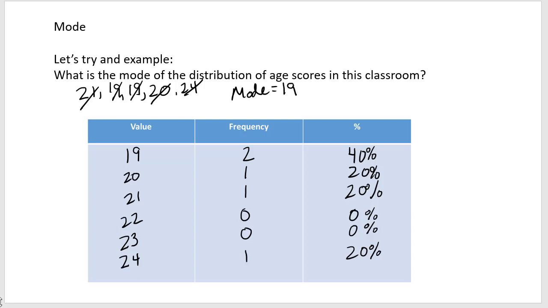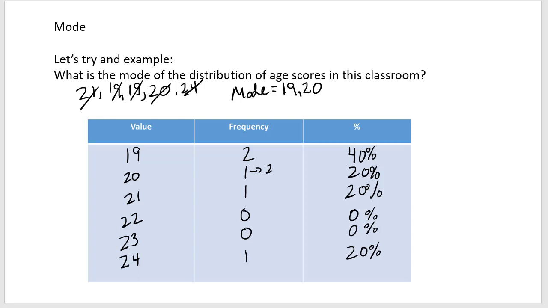So let's say that there were 2 people who were 20 years old. If that were the case, then we would go from the frequency of 1 to the frequency of 2. And if we did that, then obviously the percentage would go up to 40%. Okay, so the mode could be 19, and it could also be 20.